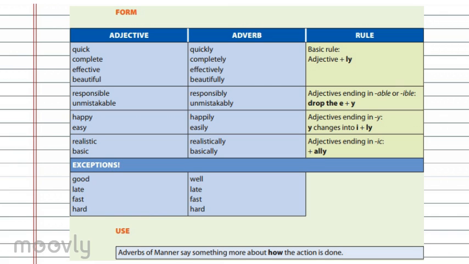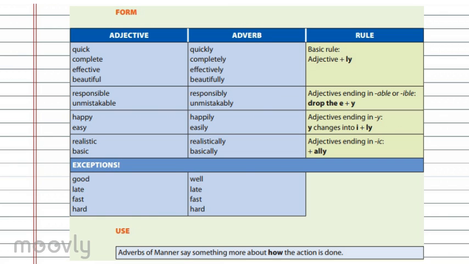Whenever your adjective ends in a y, such as happy or easy, you just simply drop the last y and add an i plus ly. So for example, happy becomes happily, easy becomes easily.